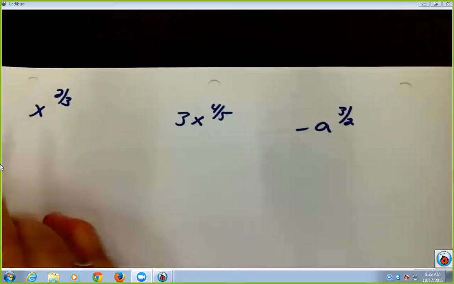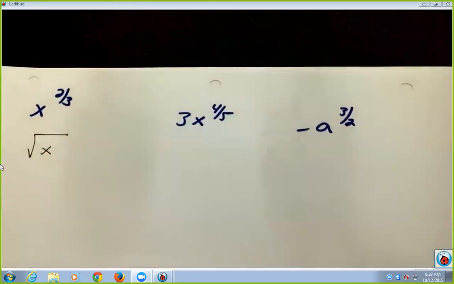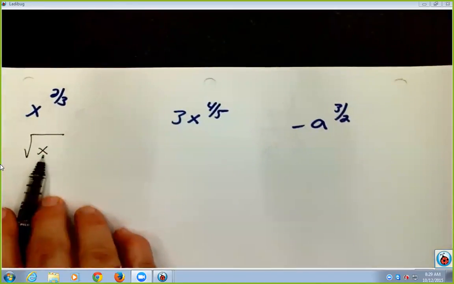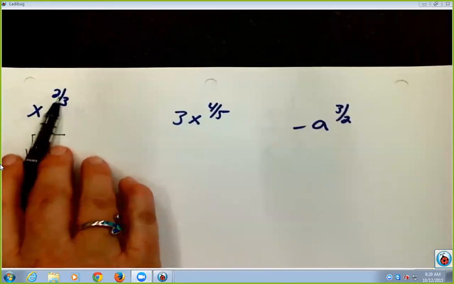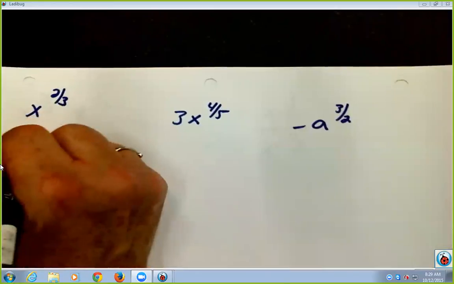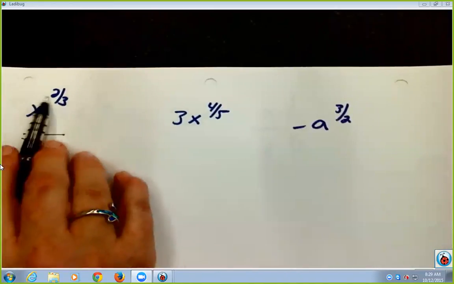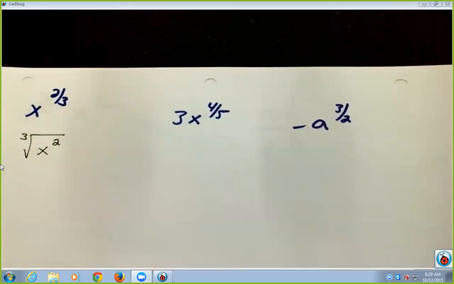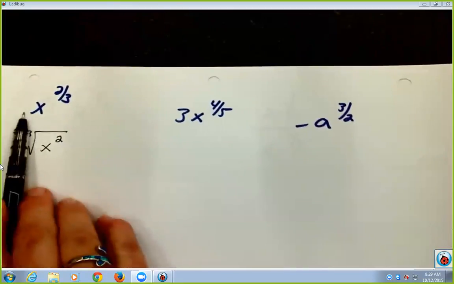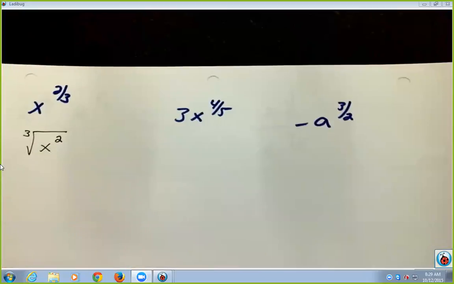So again, x is always inside of your radical sign. The 3, the denominator, is always your index. The 2 is always your exponent. So really, I have the cube root of x squared. But again, I don't have any idea what x happens to be, so then therefore I can't work that part out. So x is just x at this point. If we could throw a number in there, then we could end up solving it.